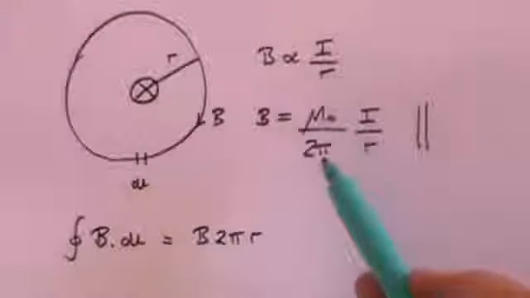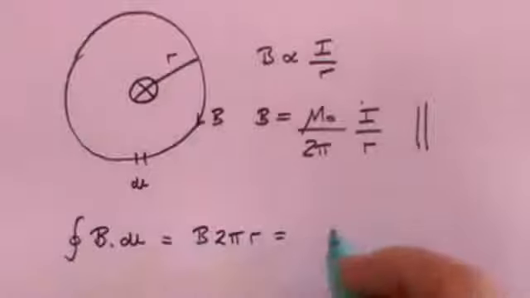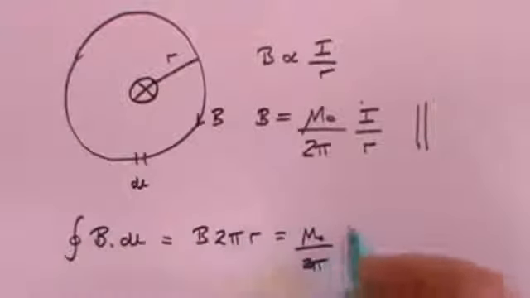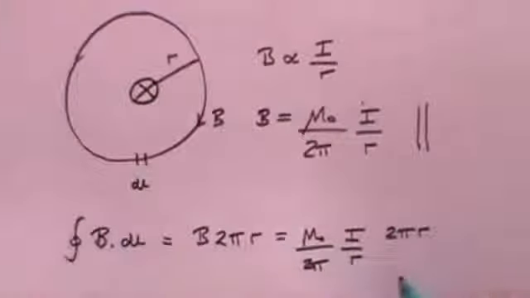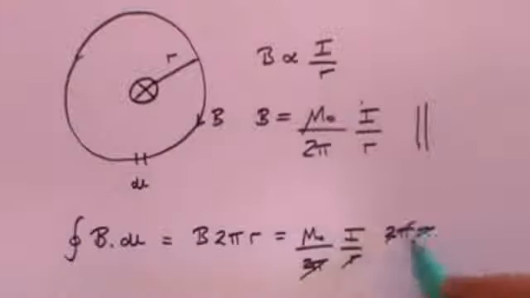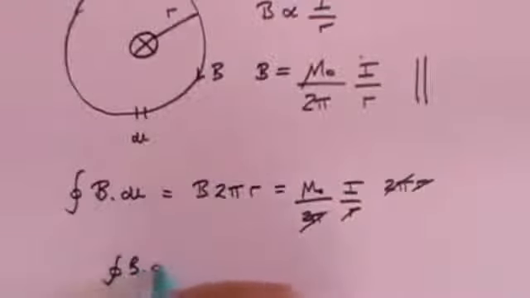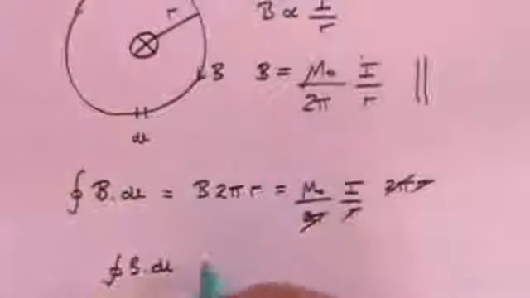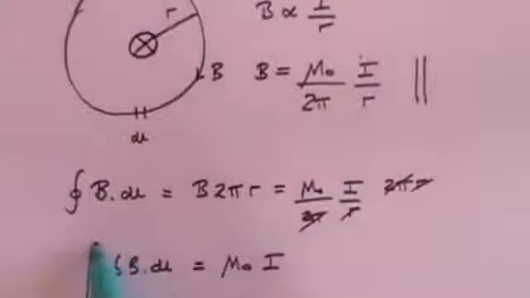But B is mu0 over 2 pi times I over r. So this is equal to B, which is mu0 over 2 pi times I over r, that's this term here, times 2 pi r. And you'll notice that the 2 pi r cancel out. And so now you get the interesting result that the integral of B dot dl around this closed loop is equal to the permeability of free space times the current passing through the wire. And that is almost Maxwell's fourth equation. It's also called Ampere's law.